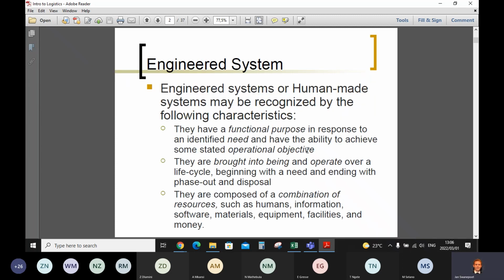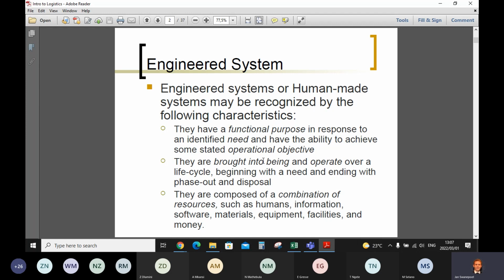When we consider human-made systems, and we've spoken about this in chapter 1, they've got these characteristics. They've got a functional purpose. And what we must remember is that functional purpose in human-made systems responds to something. It responds to a need. And it has an operational objective. So this system has a functional purpose. We're designing it for a reason.